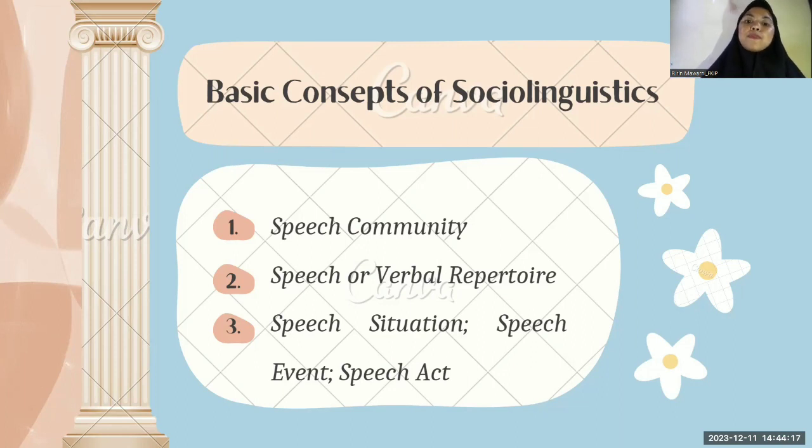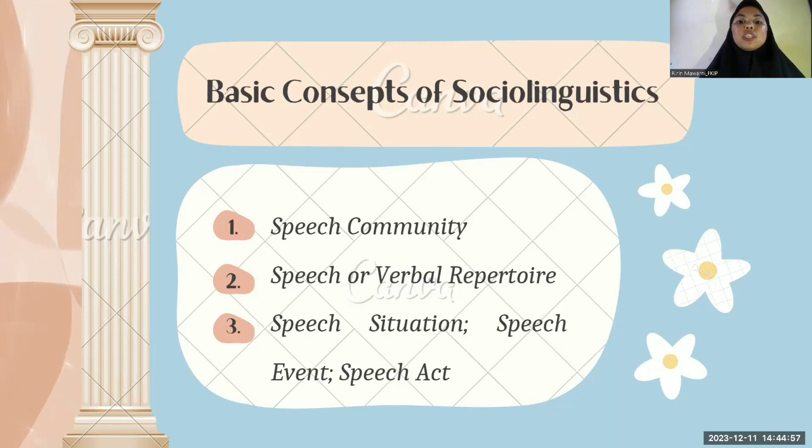The second is speech or verbal repertoire, which refers to the collection of linguistic resources or varieties of language that an individual or a group can use. It includes different dialects, registers, slang, jargon, or a style that someone can apply based on social context, audience, or purpose. The last is speech situation, speech event, and speech act.